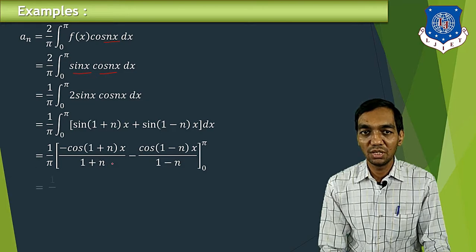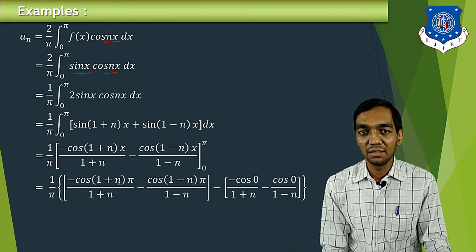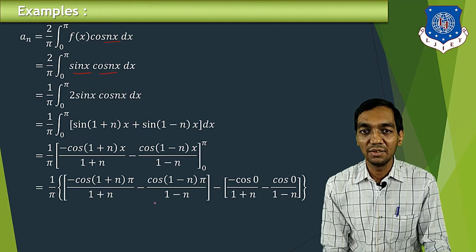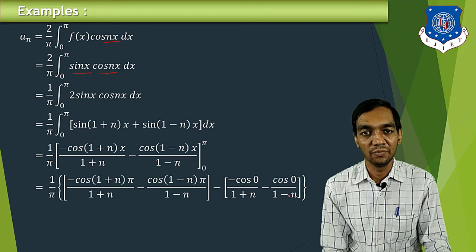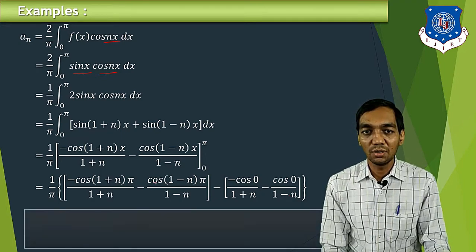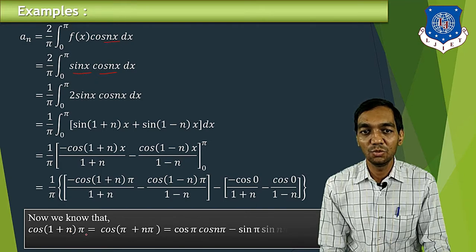So if you put the limits, then you will have minus of cos (1 plus n) pi divided by 1 plus n, minus cos of (1 minus n) pi divided by 1 minus n, minus, if you put 0, then you will have minus cos 0 upon 1 plus n minus cos 0 upon 1 minus n.